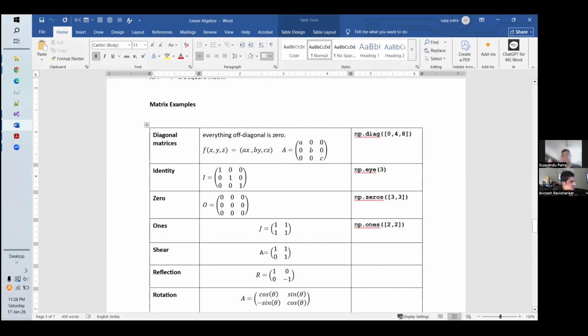Like in NumPy, you can just simply write np.diag and then just the diagonal elements 0, 4, 8. So that will give a diagonal matrix where the diagonal elements are 0, 4, 8, everything else is 0. Make sense? So what the diagonal matrix is basically doing is scaling each of the inputs x, y, and z by some scaling factor. So each of the components gets its own scaling factor, but there is no interaction between them.